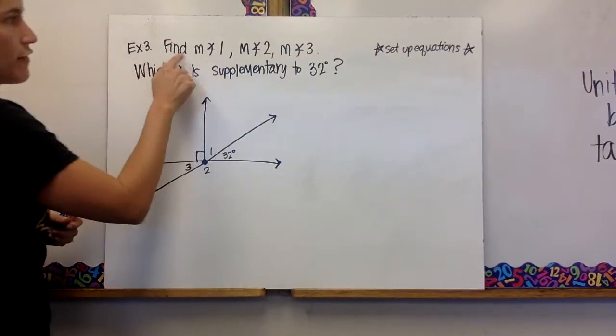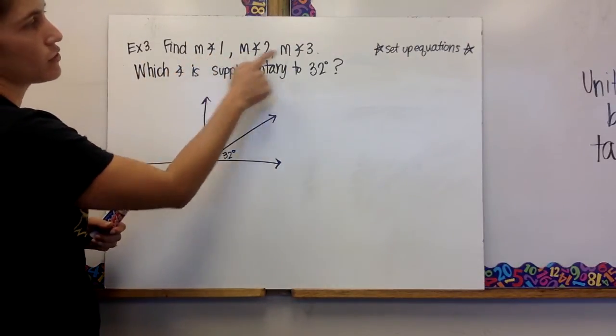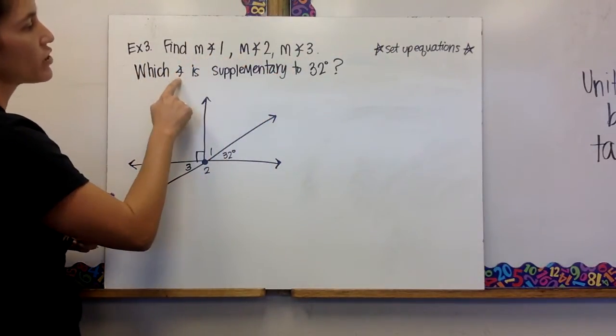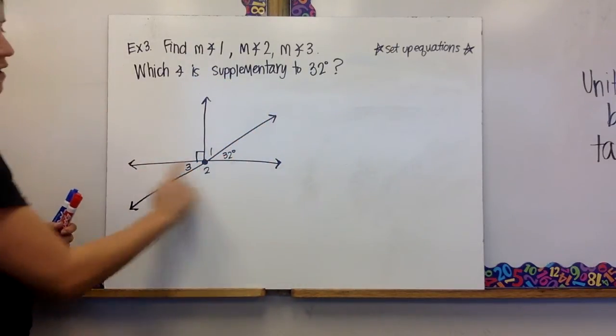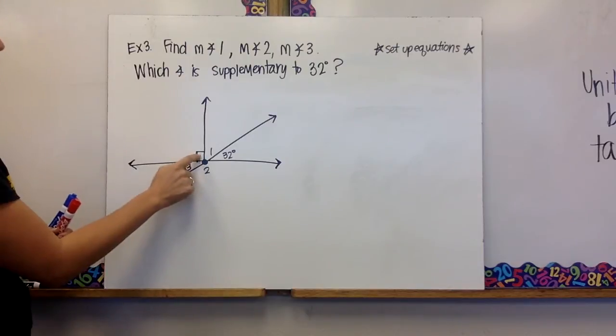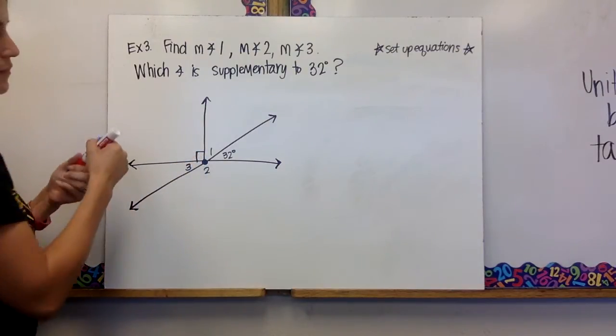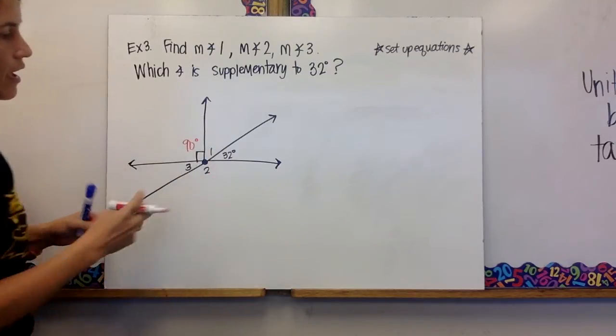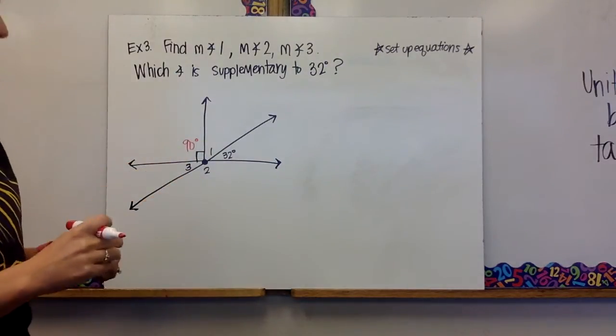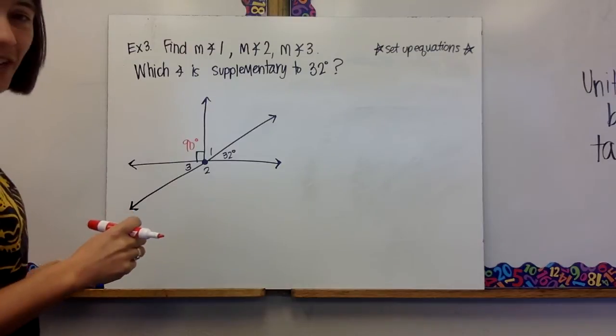All right, example 3. Find the measure of angle 1, measure of angle 2, measure of angle 3. Which angle is supplementary to 32 degrees? So I have this figure. Got a line going across. I have a right angle, so I know that's 90. And then I have 3 missing angle measurements, but we can find them fairly easily.